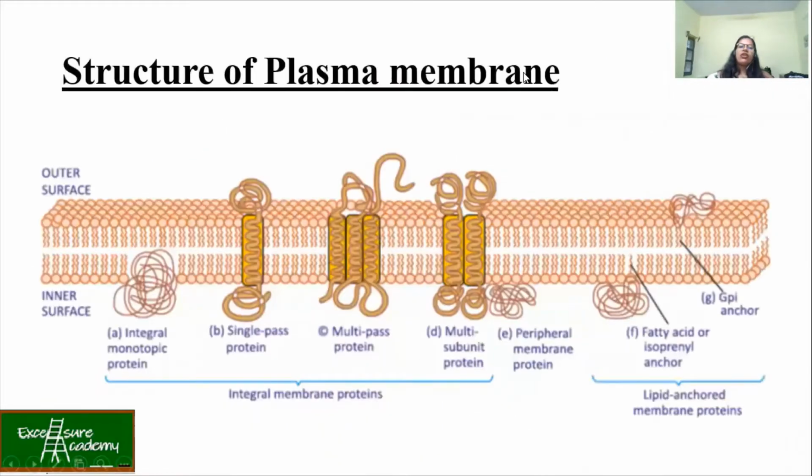Okay, so these are the structures of plasma membrane proteins. Here you can see the different proteins which can be seen on the plasma membrane. This is a phospholipid layer, outer and inner. Now this is how an integral monotopic protein will be seen. Can you see, it is not crossing the entire layer but only half of the lipid layer. Then you have a protein which passes through the entire layer, a single-pass protein. What does it mean?